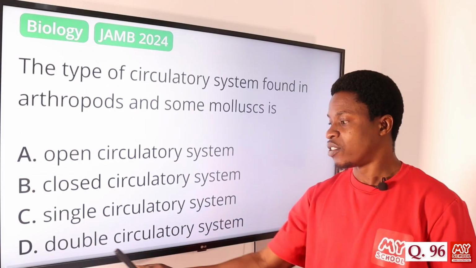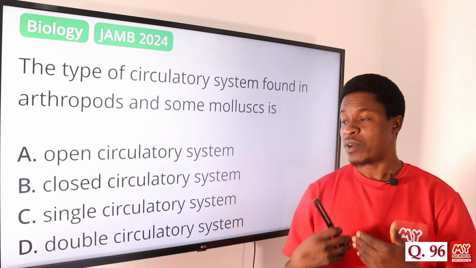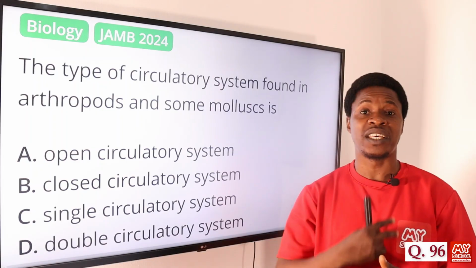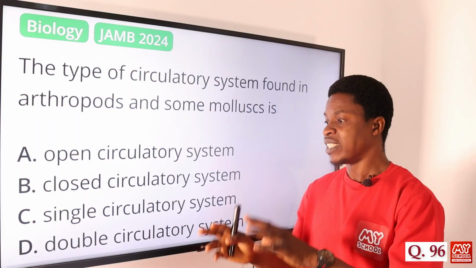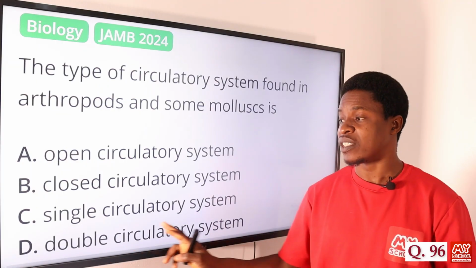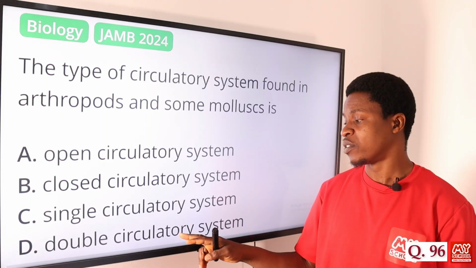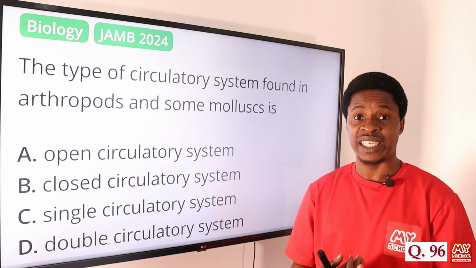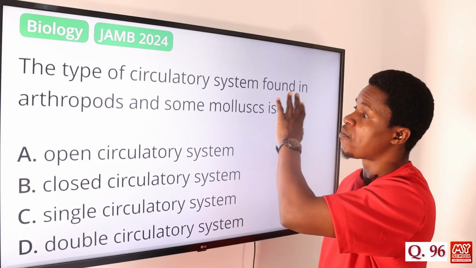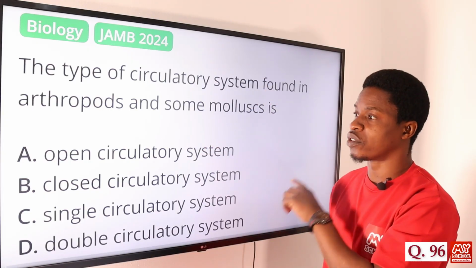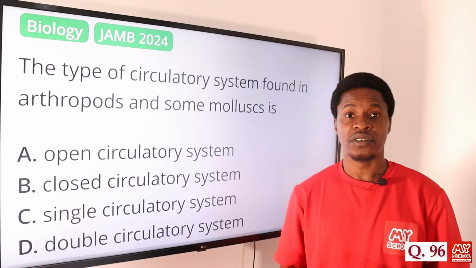And option D, double circulatory system. Just like the single, in a double circulatory system, the blood flows through the heart twice, not just once, before it is sent to the body. So that is a double circulatory system. We can have this in humans, of course. Mammals have this system, and some other fishes. So the question says the type of circulatory system found in arthropods and some mollusks is open circulatory system. So the correct answer is option A.